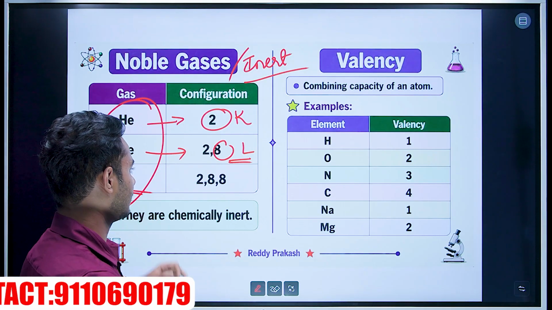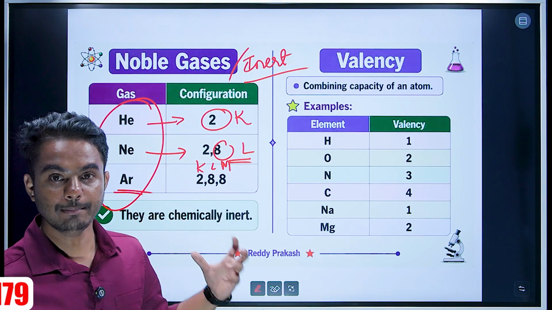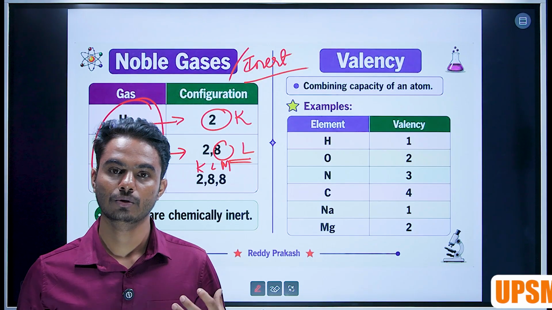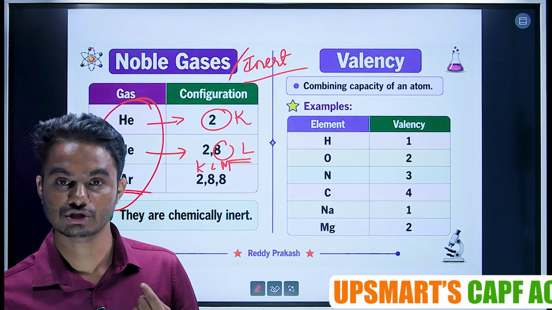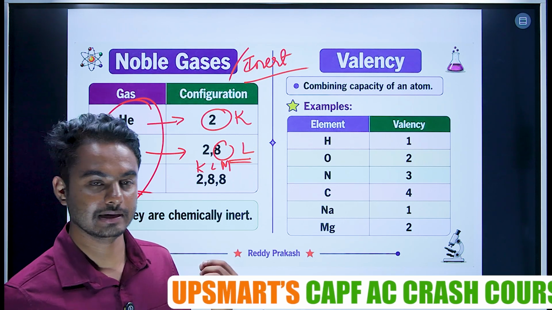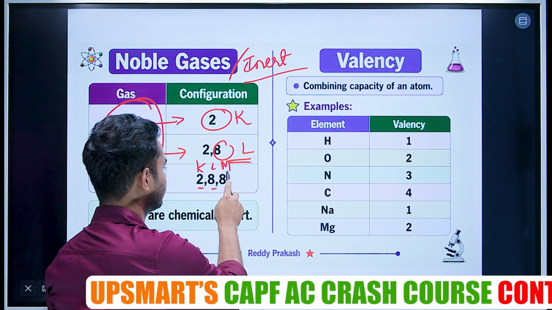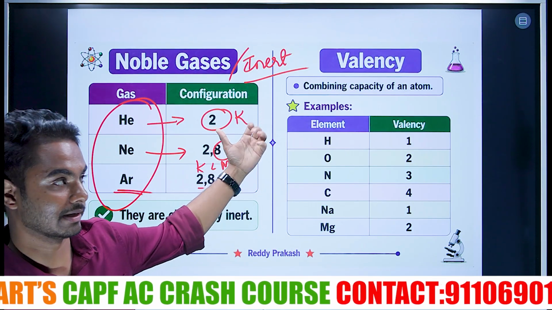Next, argon is completely filled in the K, L, M. I told you M, though it has a capacity to cater 18 electrons, the outermost shell of any element can cater a maximum of 8. 8 means 2, 8, 8. It is still stable. That is how it is a noble gas, an inert gas.